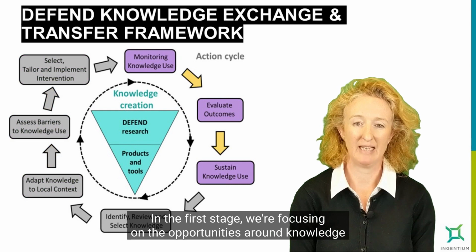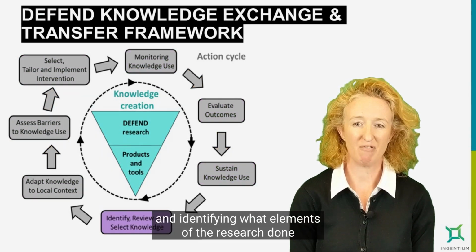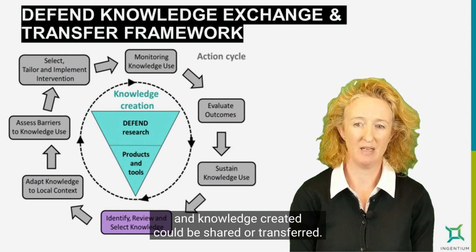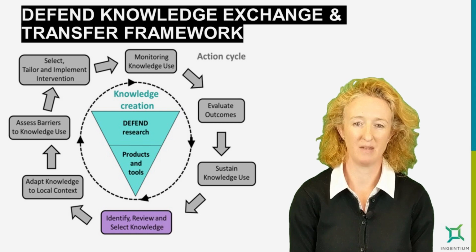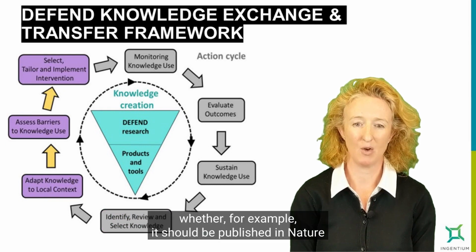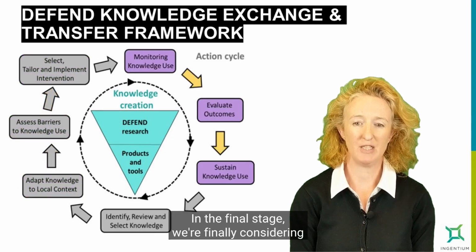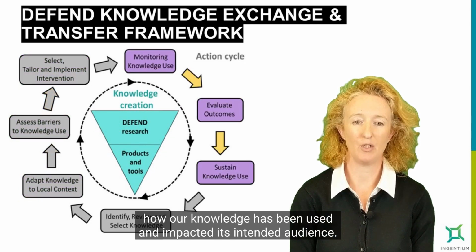dissemination. In the first stage, we're focusing on the opportunities around knowledge and identifying what elements of the research done and knowledge created could be shared or transferred. In the second stage, we consider the manners in which to share that knowledge so that it achieves maximum impact, whether, for example, it should be published in Nature or promoted on a Facebook page devoted to a niche audience group. And in the final stage, we're finally considering how our knowledge has been used and impacted its intended audience.